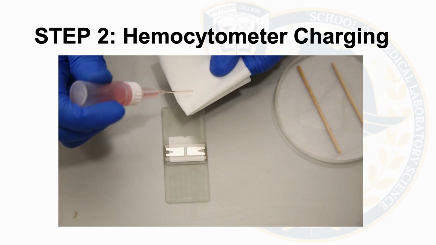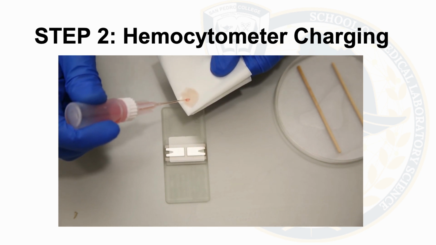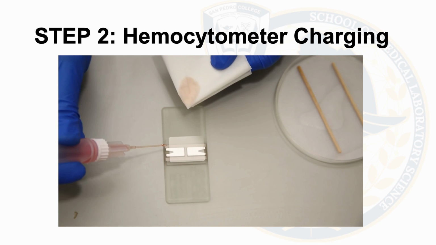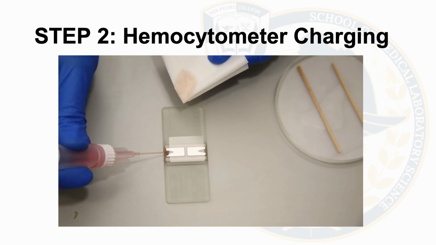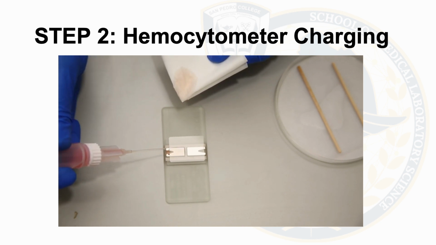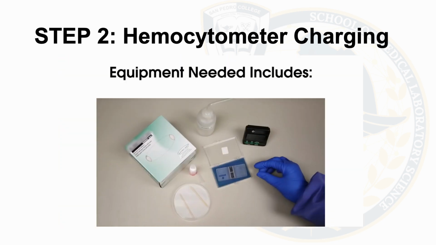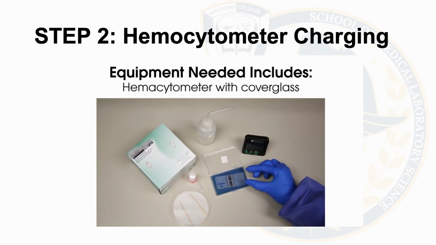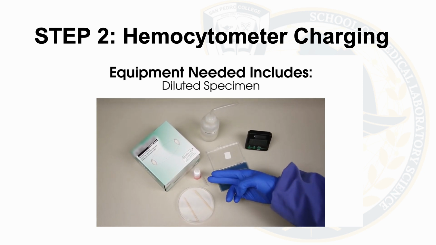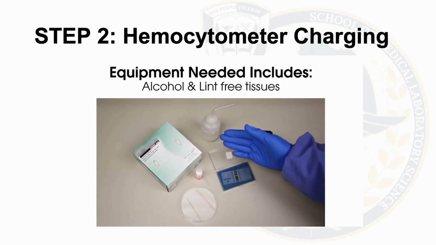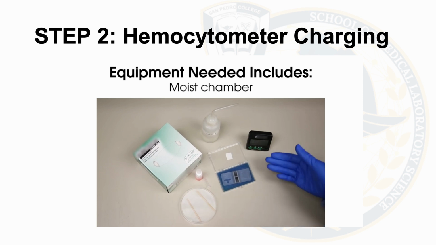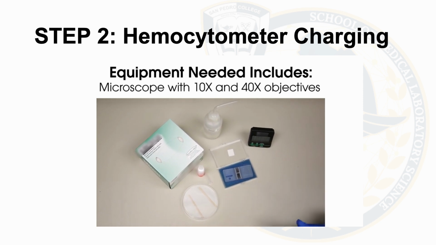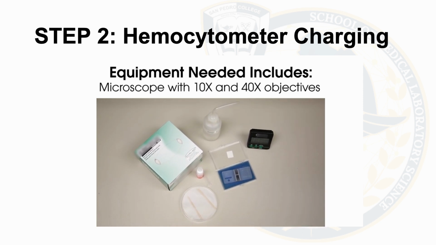After a blood specimen has been diluted as directed by manufacturer instructions and the vial has been mixed, a small amount of specimen is loaded into the hemocytometer chamber for counting. Materials needed for this process include hemocytometer with cover glass, diluted specimen, alcohol and lint-free tissues, timer, moist chamber, and a microscope with 10x and 40x objectives.